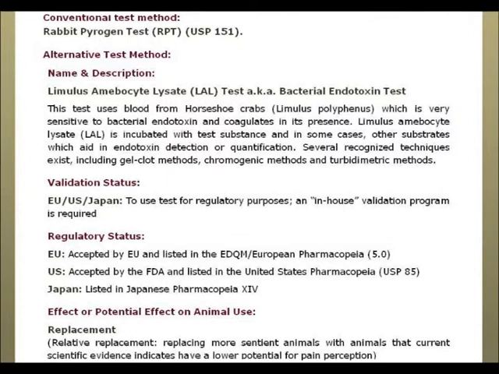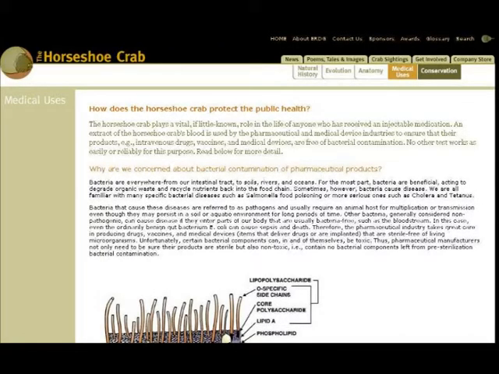So let's have a look, see how the horseshoe crab fares when it's having blood taken from it, which is needed for this test. On this website about the horseshoe crab, the first paragraph reads, how does the horseshoe crab protect the public health?